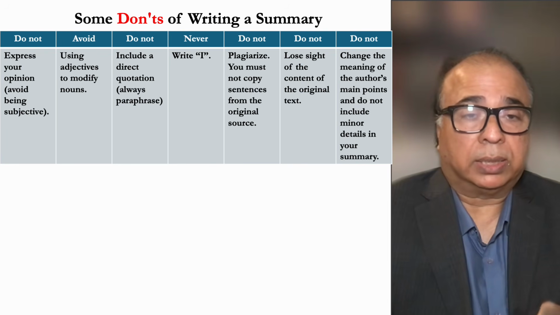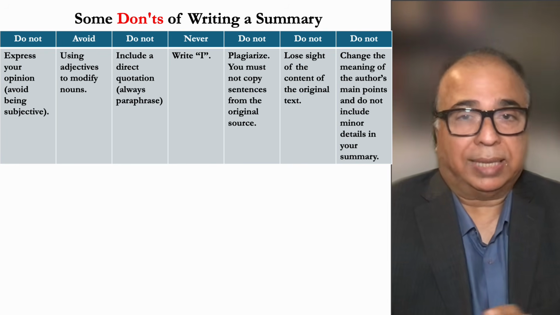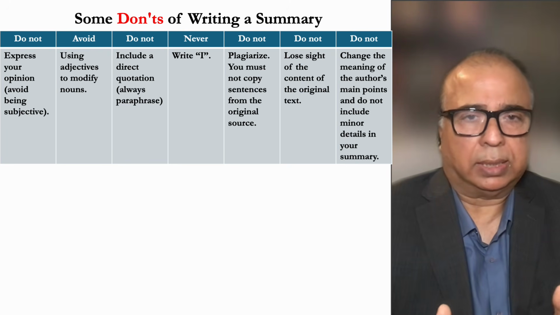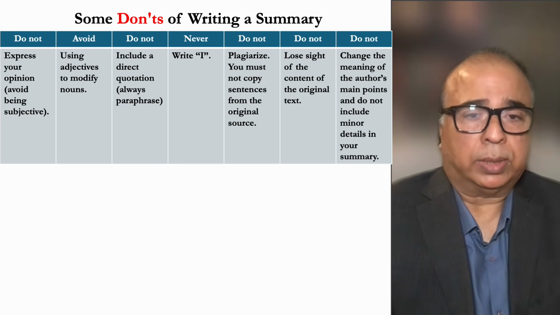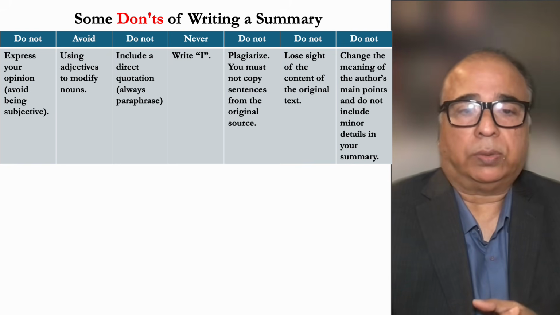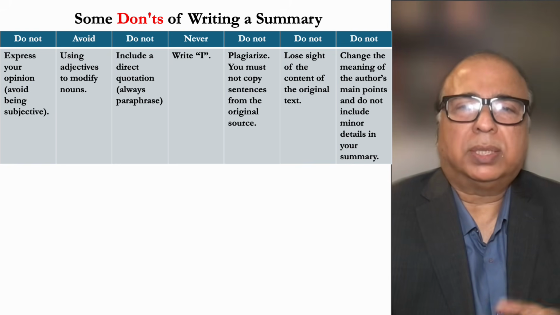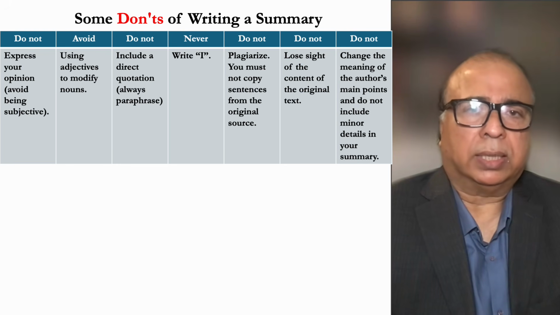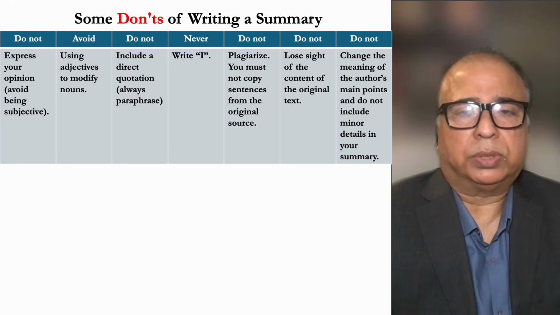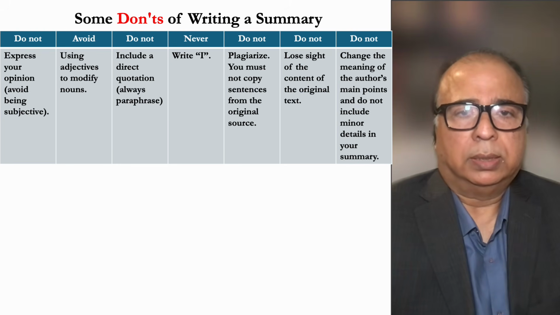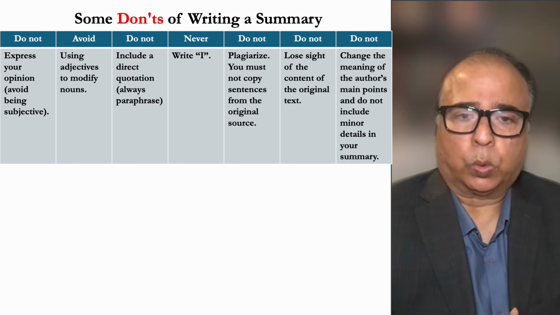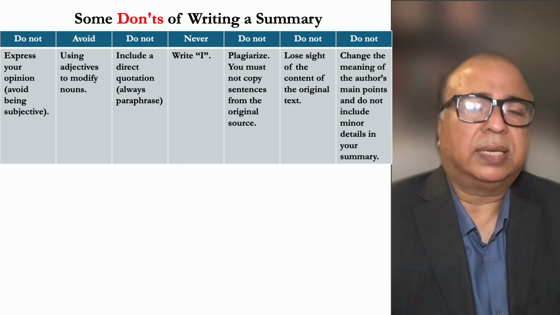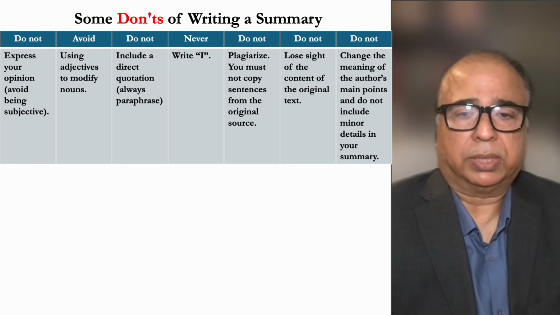Because if you say this was an incredible essay, that is your opinion. Incredible is an adjective that modifies the noun essay. So do not do that. Do not include a direct quotation. Always paraphrase. What is the point? It's self-defeating. If your summary is full of direct quotations from the original text, it's not a summary. A summary must be written in your own words. And never write I. There should be absolutely not a single instance of an I in an academic summary.